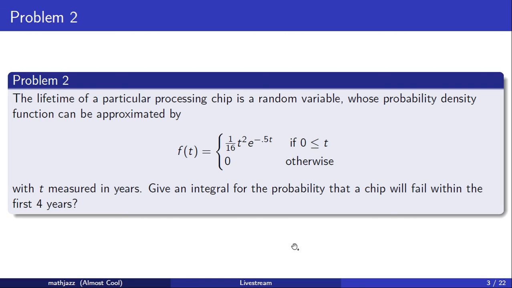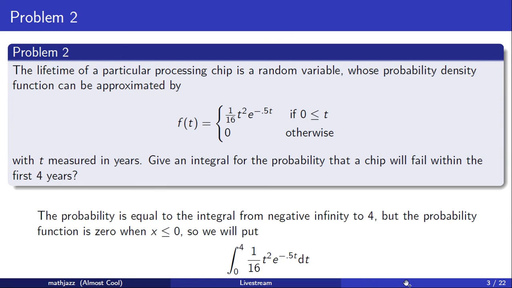So, it's easy. The probability is going to be the integral from negative infinity to 4, but since the function is identically 0, that is, it is exactly 0 on the region from negative infinity to 0, we can delete that part of the integral. That part of the integral does not contribute to the value. So our integral from 0 to 4 of our function is all we need.